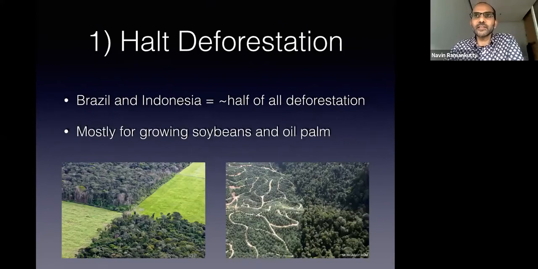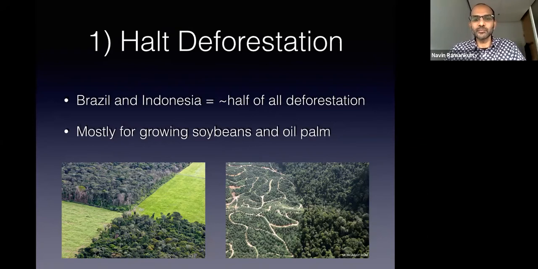The first one is to say, why are we deforesting around the planet for food? Let's take 2 cases, which is Brazil and Indonesia. These 2 countries alone contribute to about half of all the deforestation we see on the planet. And there's some images there showing you some examples. Most of this is for growing soybeans. That's the image on the left, or oil palm. That's the image on the right there.